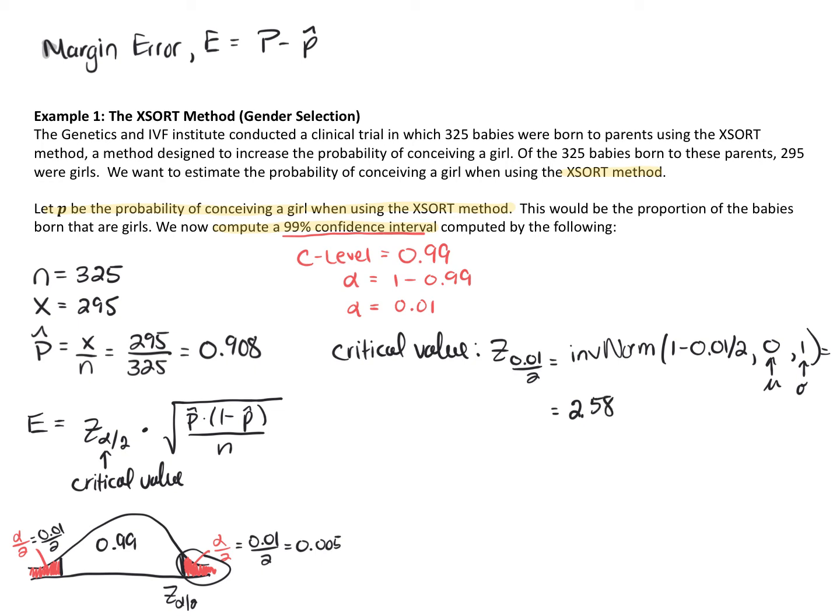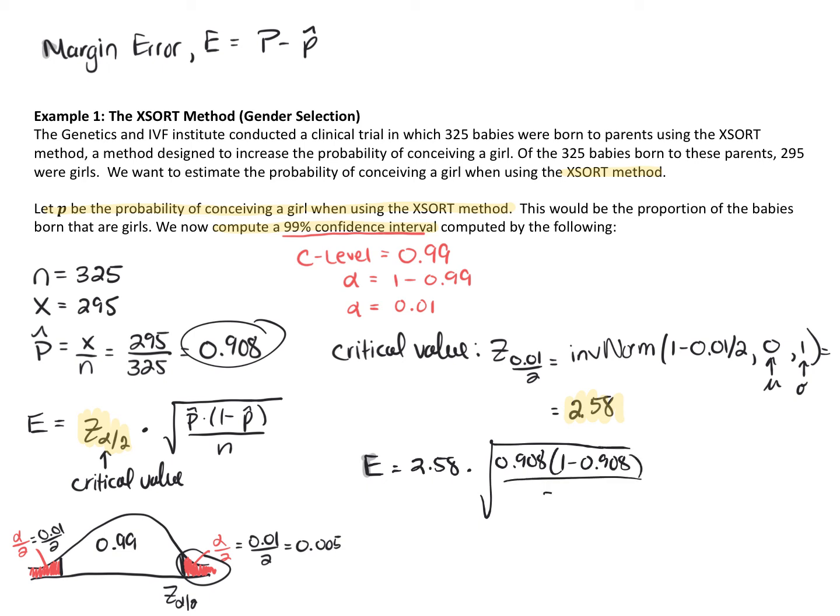Okay, so that's the value that we are going to put into this part of the equation here to calculate our margin of error. All right, so let's go ahead and calculate our margin of error. That's 2.58 times the square root of p hat, which is 0.908, times 1 minus 0.908, divided by our sample size of 325. And that's going to give us a margin of error of approximately 0.041 if we're rounding.